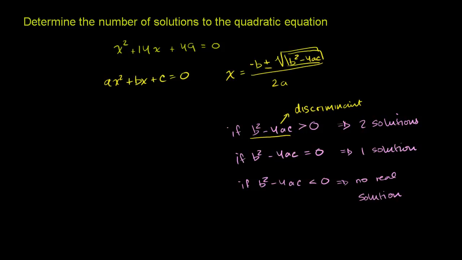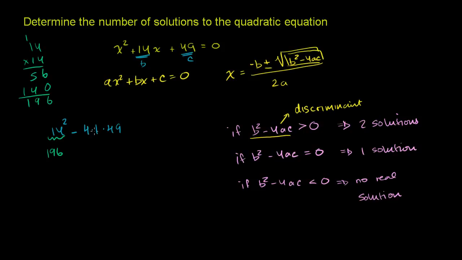So what is b squared minus 4ac? b is right here. It's 14. So it's 14 squared minus 4 times a, which is 1, times c, which is 49. Well, what's 14 times 14? 4 times 4 is 16. 4 times 1 is 4, plus 1 is 5, so 56. You put a 0. 1 times 14 is 14. It's 196. So this right here is 196.